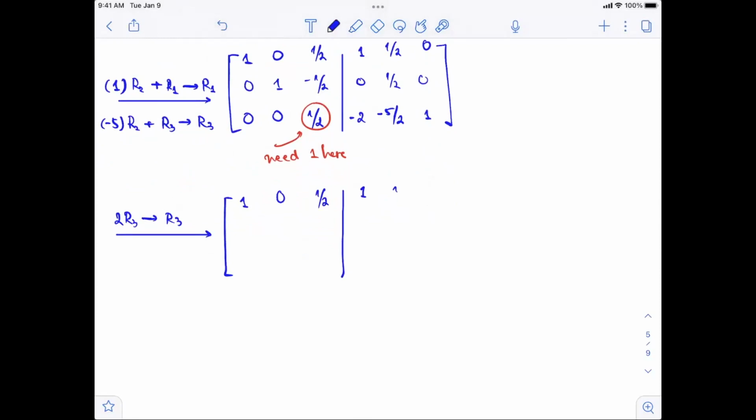This is 1, 1/2, 0, 0, 1, -1/2, 0, 1/2, 0. And for row 3, you got 0, 0, 1, -4, -5, +2. Okay, so you have the leading one in row 3. That means the entry above that has to be equal to 0. So we need 0 here.